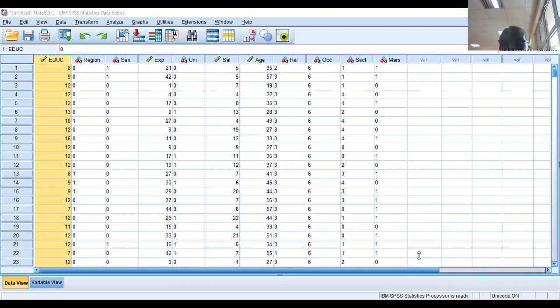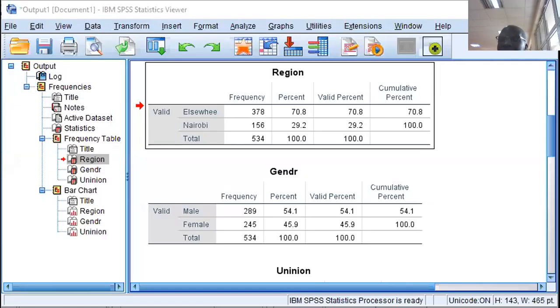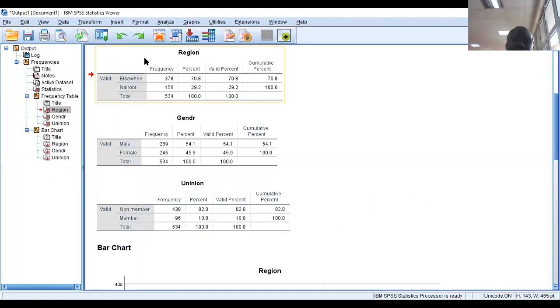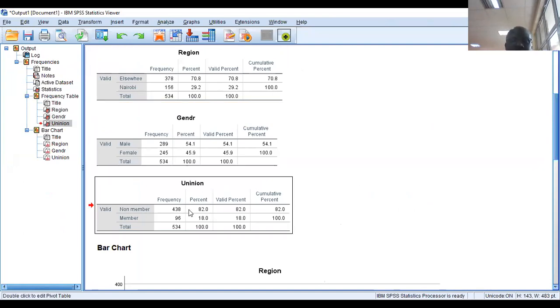Nairobi, how many living elsewhere? 378. How many are Nairobi? 156. Excuse me, please display the output. Not displayed yet? Oh yeah, you get it. So this is the output now. This is just by one variable. Region, male, non-member. You see that?